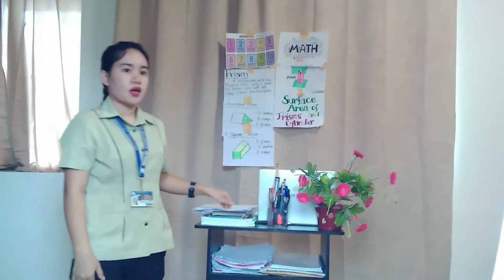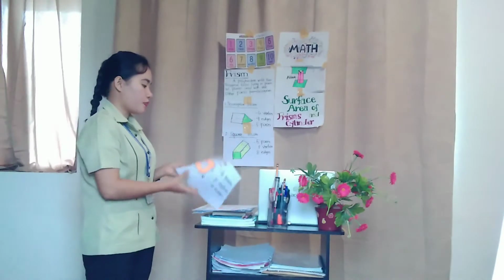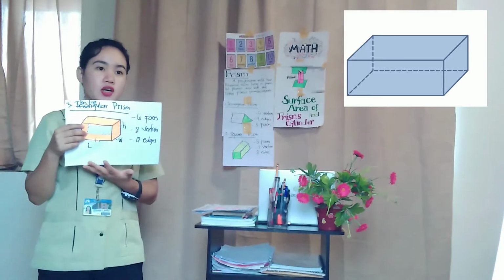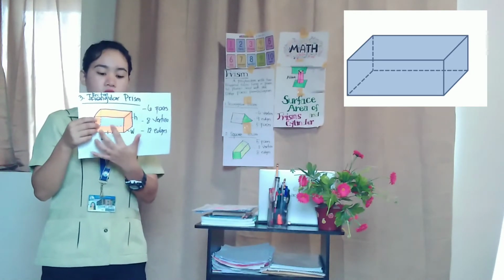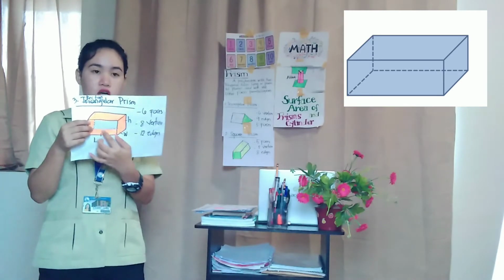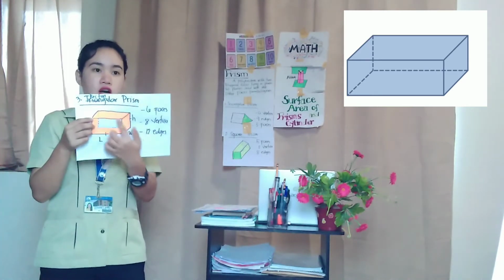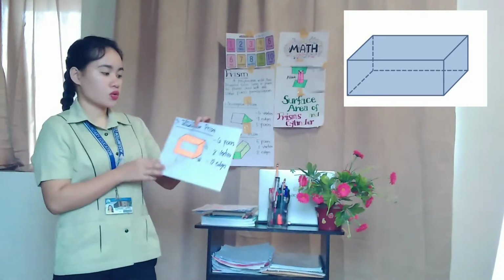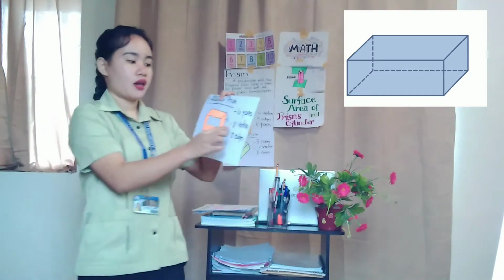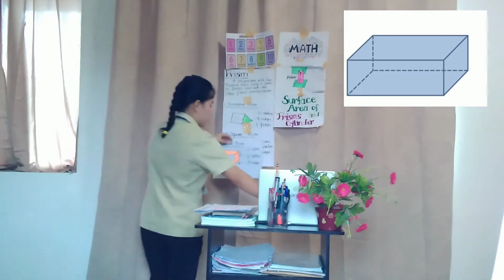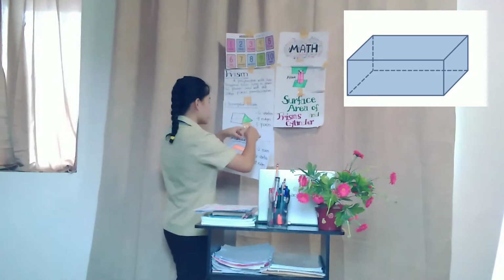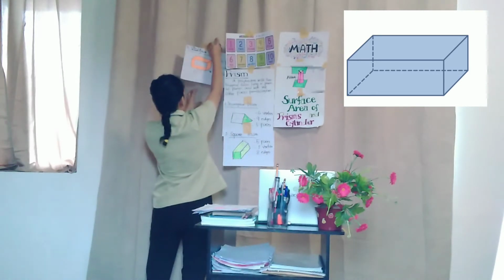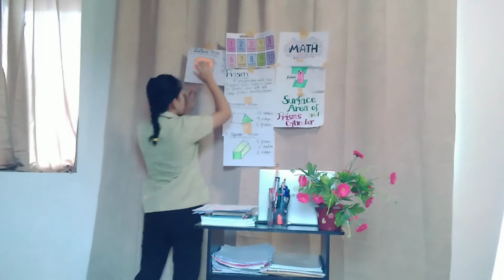Okay, next, let us learn another type of prism. We have what? Rectangular. So this is a rectangular prism because its top and bottom are rectangular and all other faces are rectangular. This is the same as a cuboid shape also. It has 6 faces, 8 vertices and 12 edges. Again, this is another example of a rectangular prism.